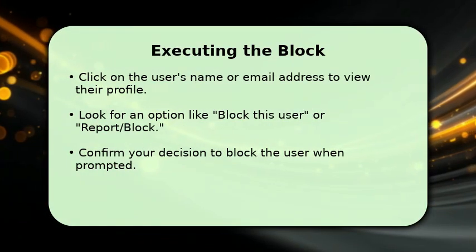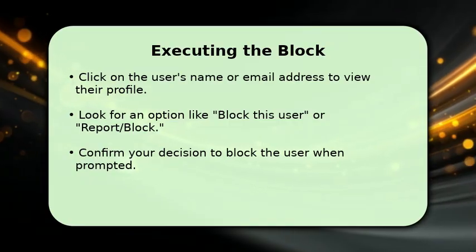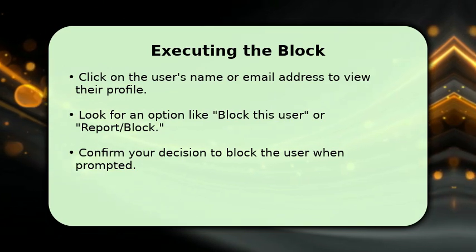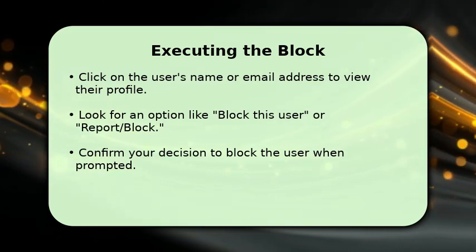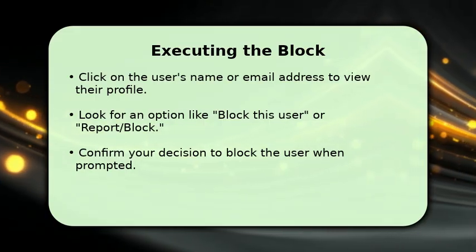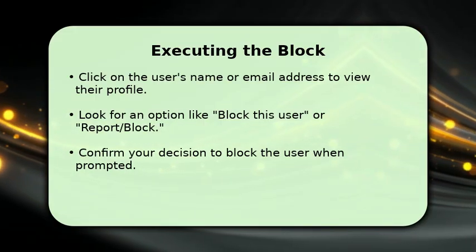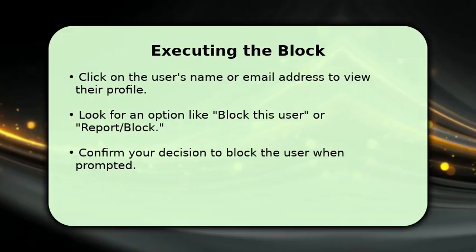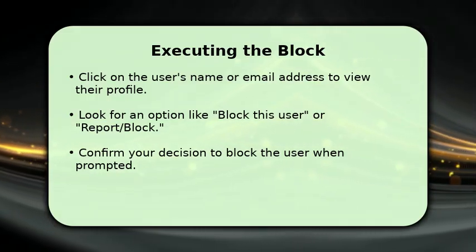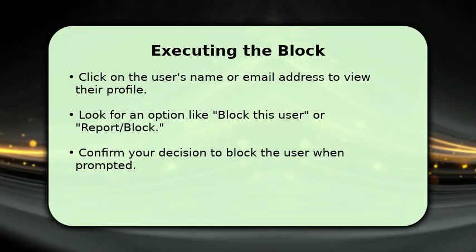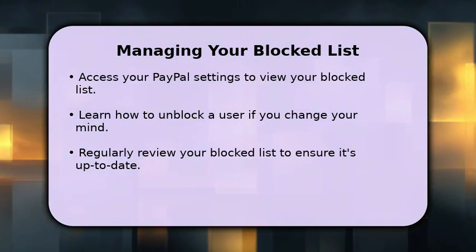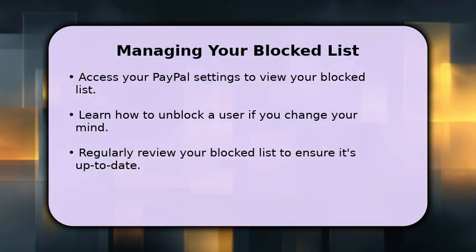Once you've identified the user, click on their name or email address to access their profile details. On their profile page, you'll typically find an option to block this user or a similar function, sometimes located under a report or more menu. Select this option, and PayPal will ask you to confirm your decision. A quick confirmation is all it takes to prevent them from sending you money or contacting you through the platform, effectively severing that connection.